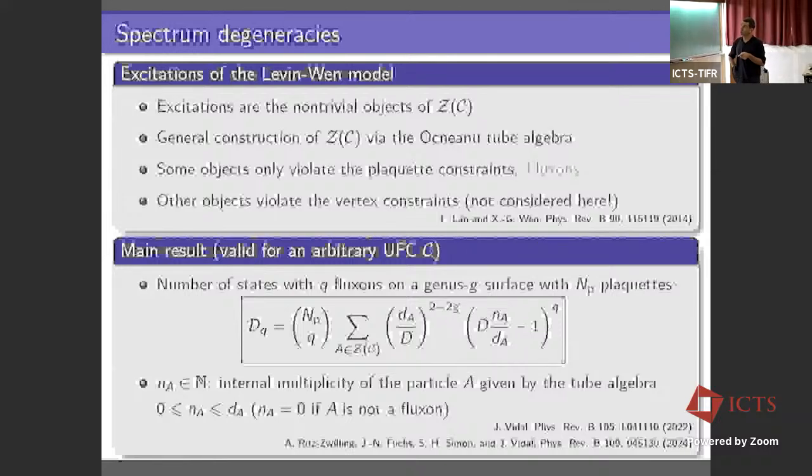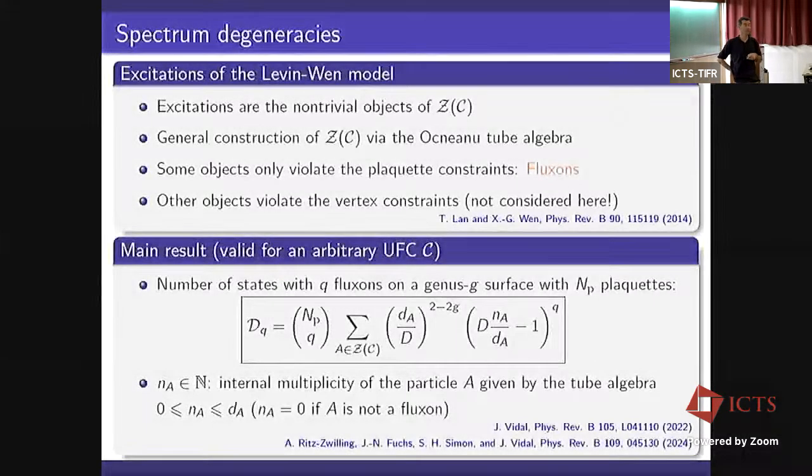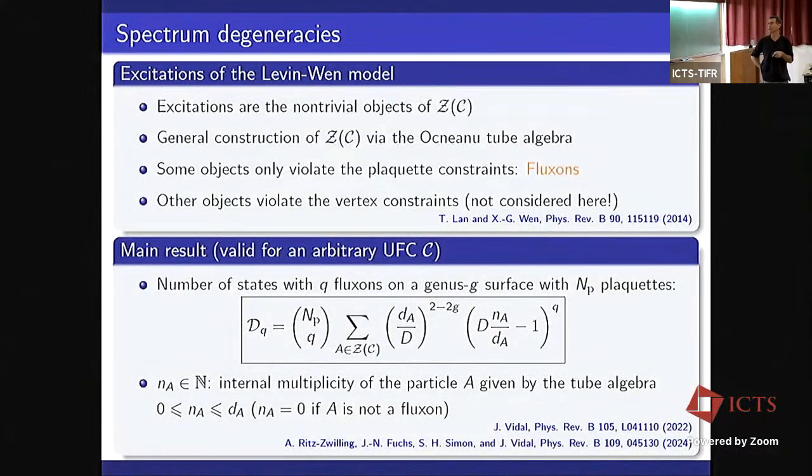And here we have this correcting factor. So this correcting factor is the non-trivial part. It's something which involves, again, the total quantum dimension, the quantum dimension of the object, the number of excitations Q, and here there is a new factor, N_A, which is called the internal multiplicity of the particle A in the Drinfeld center, and this quantity is obtained via the tube algebra, okay? So when you go from the initial category to the output category, using this tube algebra, in between, you compute explicitly these integers N_A, which are called the multiplicities of the particles, okay?